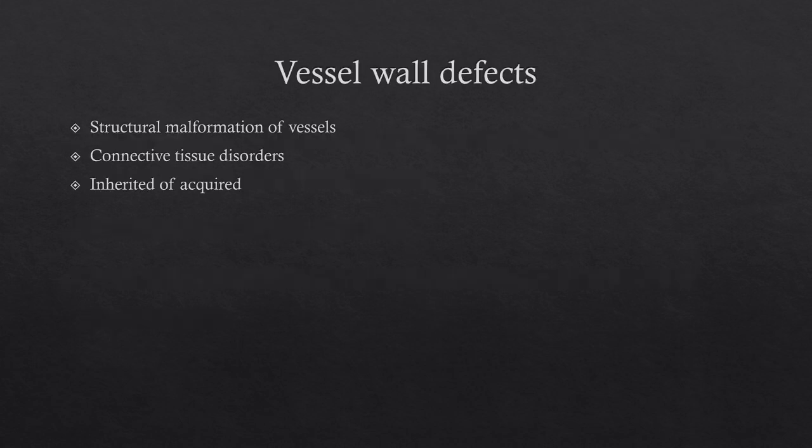Vessel wall defects. So there are structural malformations of vessels, connective tissue disorders, and inherited or acquired disorders due to which there are vessel wall defects and there can be bleeding, because despite having a normal platelet count or normal clotting factors, if there is a vessel wall defect, there can also be bleeding disorders that can result.